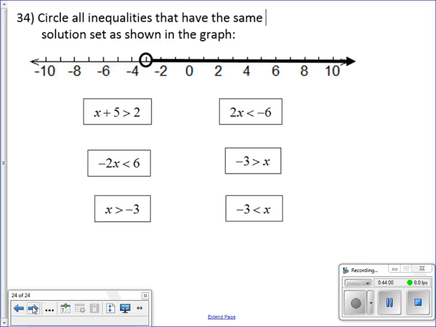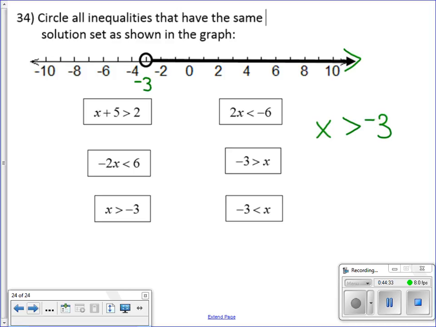So let me look at my graph. The number here is negative 3. My arrow is this one over here. So that means that x, whatever my x value is, is all the numbers that are bigger than negative 3. It does not include the negative 3, so I can't have the equal sign part in here, which is okay because none of my choices have that. They all have greater than or less than.